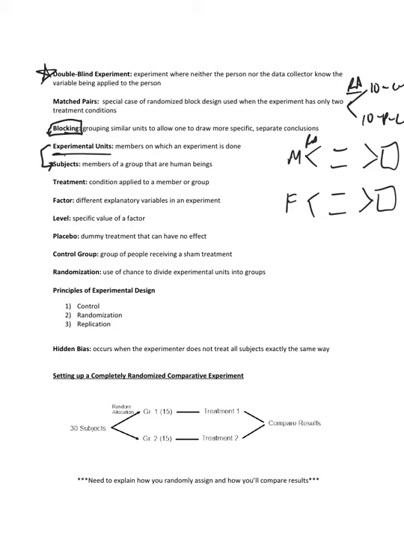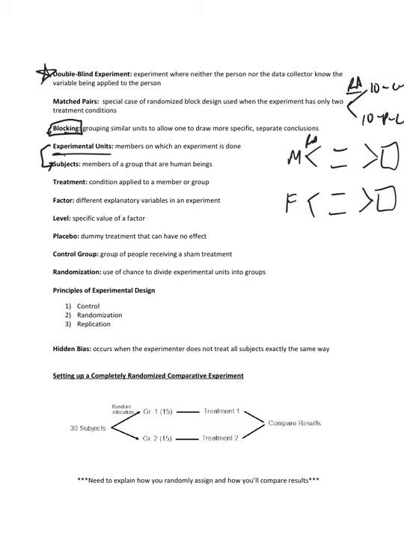It could be different fertilizers for plants. It could be different brake pads for cars. Could be different medicines for humans. Could be different kinds of dog food for dogs. But the treatments are what is being actively changed or applied by the experimenter.